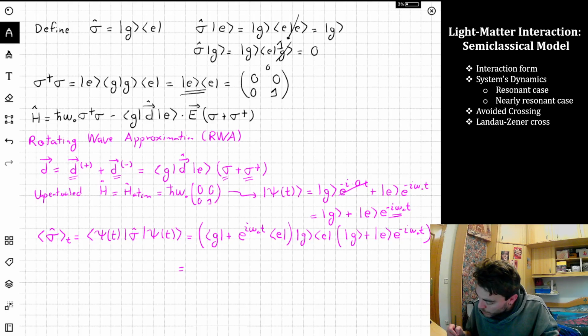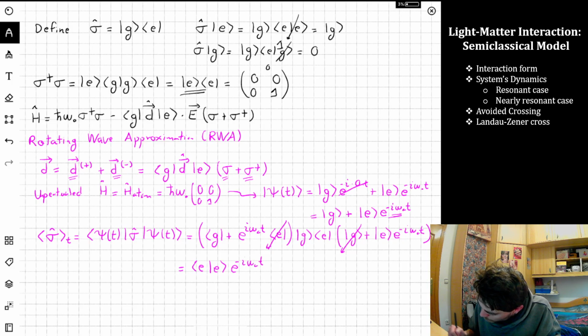So the only possibility, for example, this E is going to go away because it's orthogonal to this G, and this G is going to go away because it's orthogonal to this E. So this means the only possibility is that there is GG, which gives you 1, and now we have E here, and now this e to the minus I omega 0 t, this is 1, so this is e to the minus I omega 0 t.